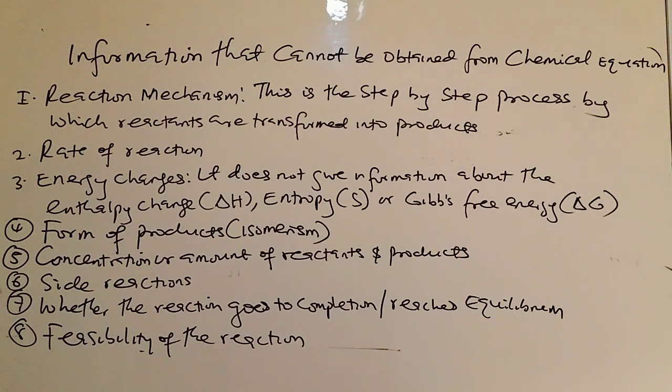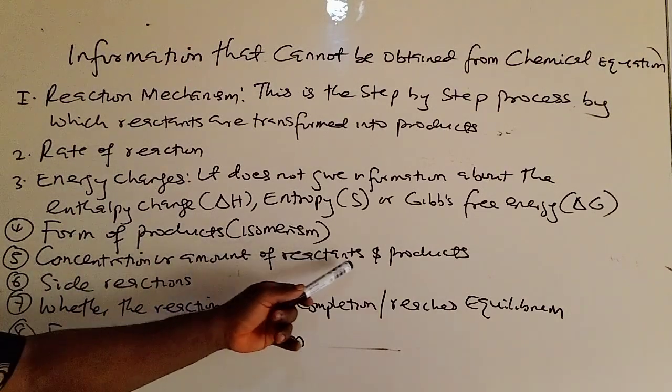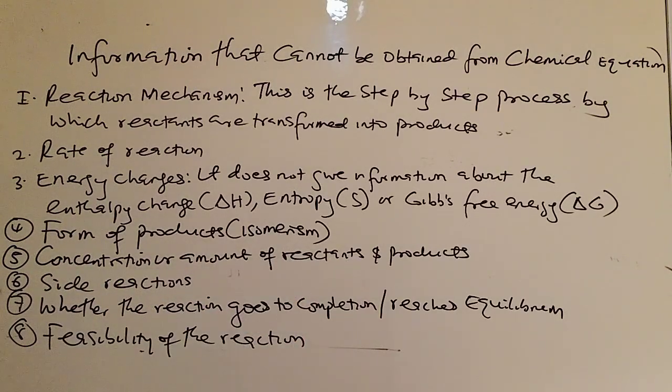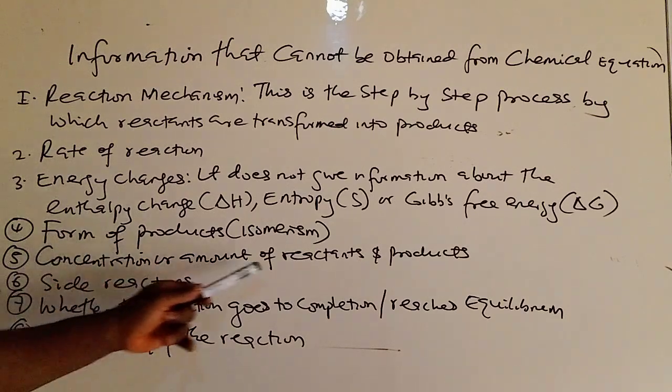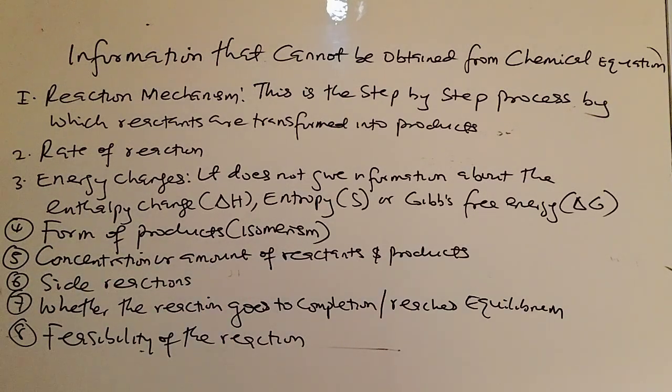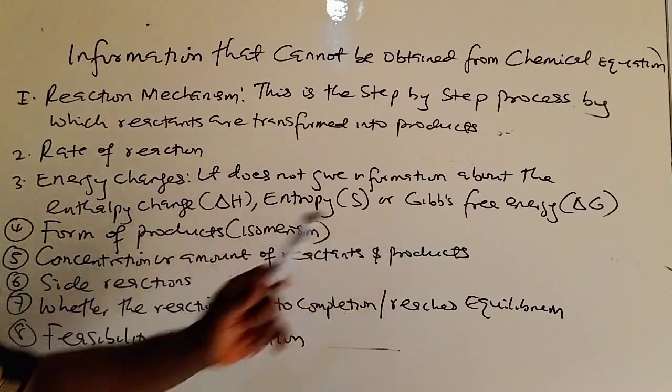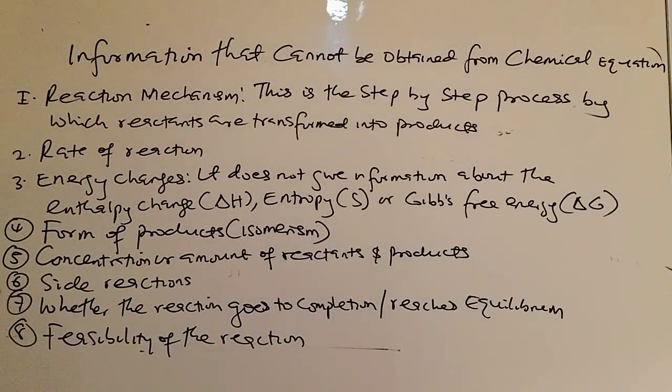Number 5, concentration or amount of reactants and products. Even though the balanced equation provides the coefficients of reactants and products, that is the number of moles as it appears in the balanced equation, which we explained earlier on, it does not tell us the actual amount of the reactant involved in the reaction or the amount of product formed in the reaction. We cannot get that from a balanced equation.